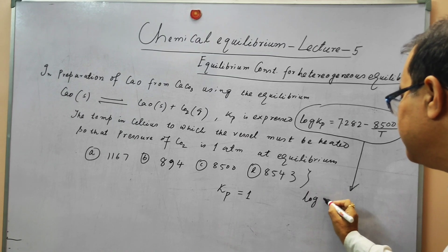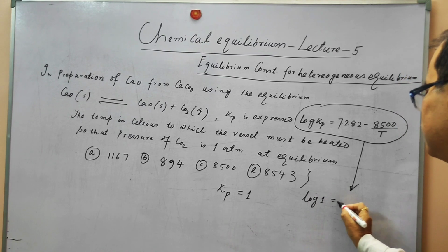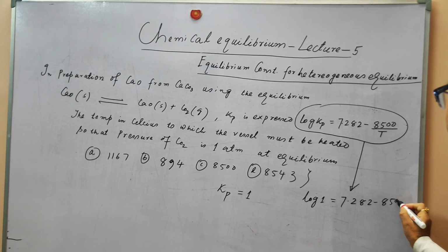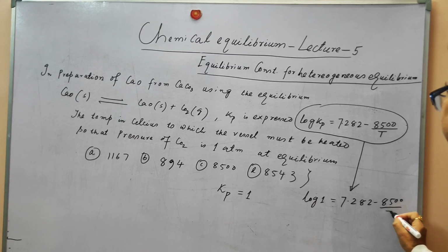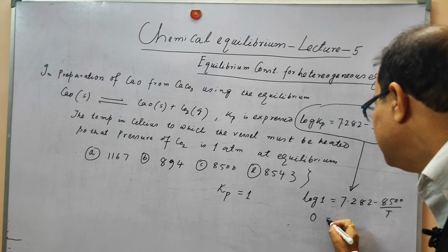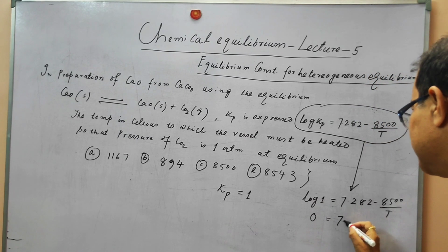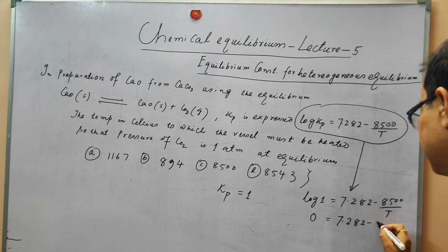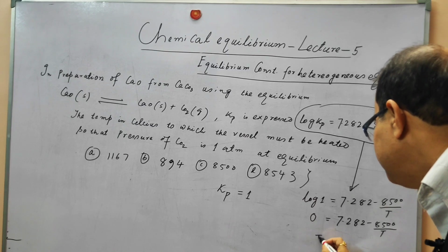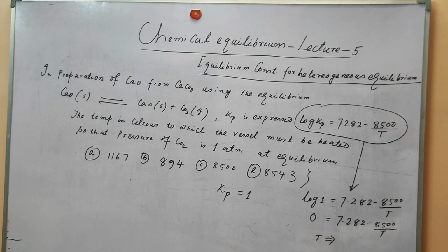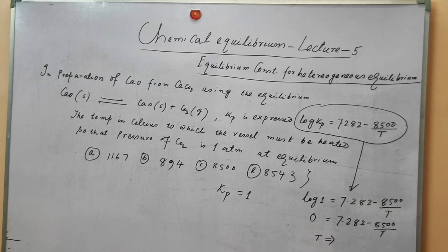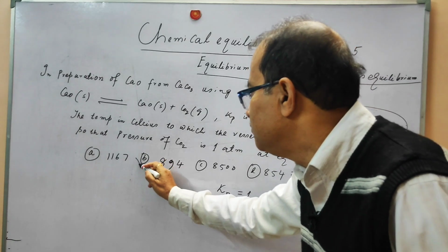So we will just put this value in the Kp. So log 1 is equal to 7.282 minus 8500 by T. And this T you have to calculate. Log 1 we know is 0. Since log 1 is 0, the equation comes like this. And once you have found the T value, from this you have to subtract 273, then we will find the answer.